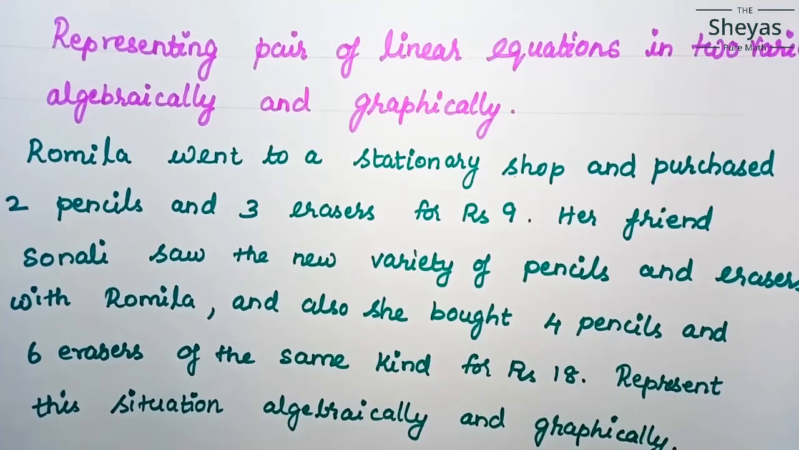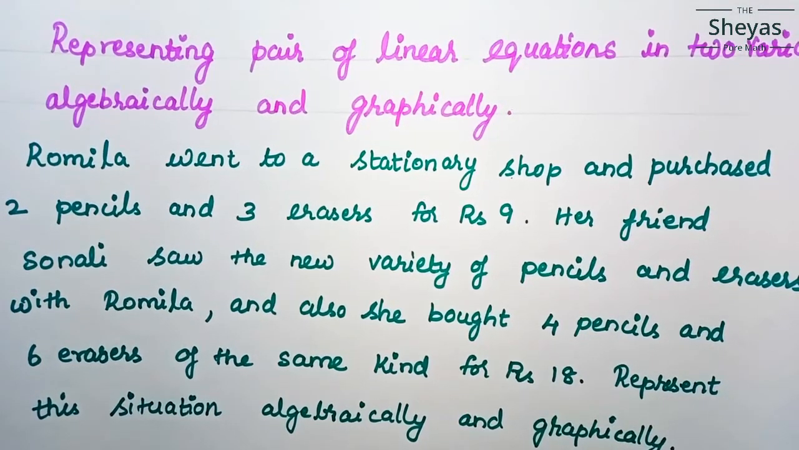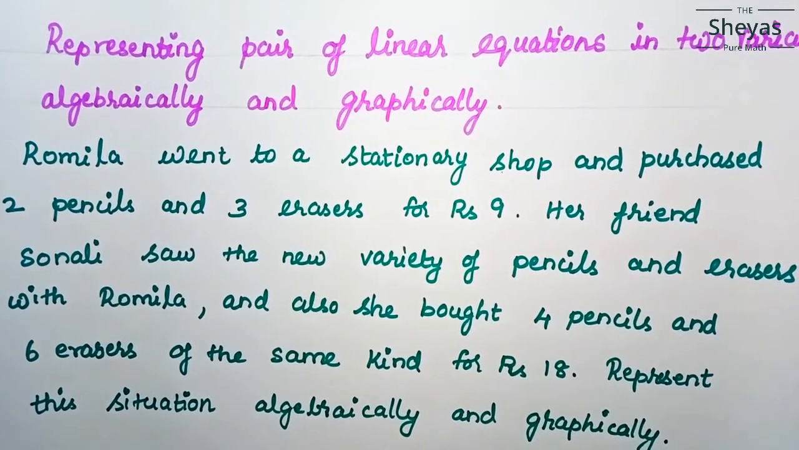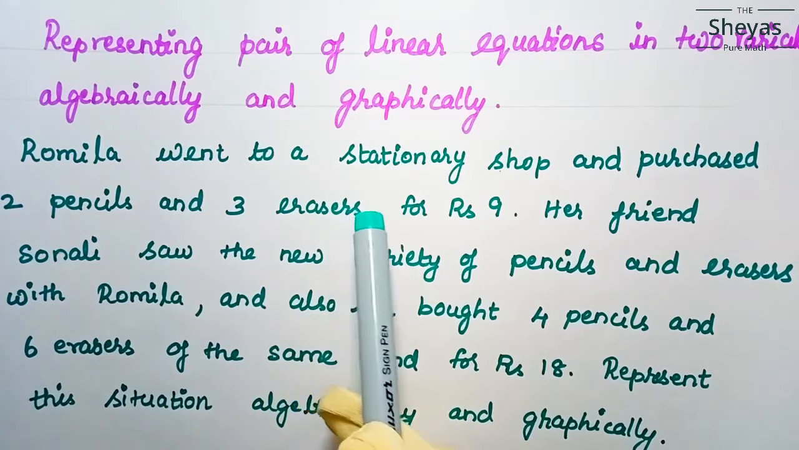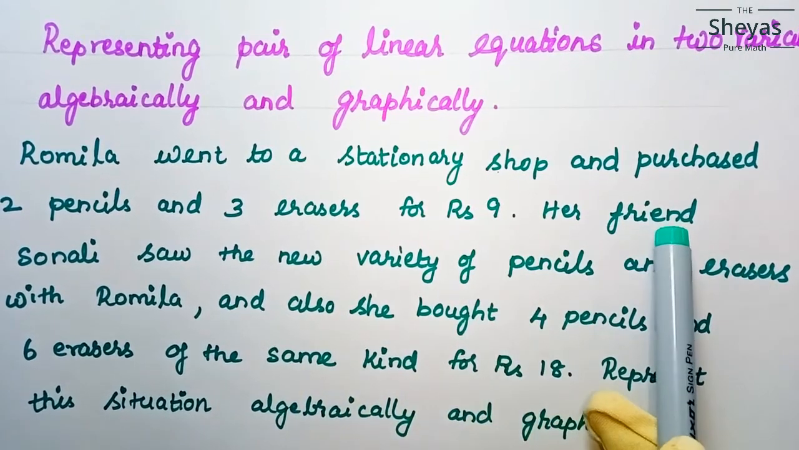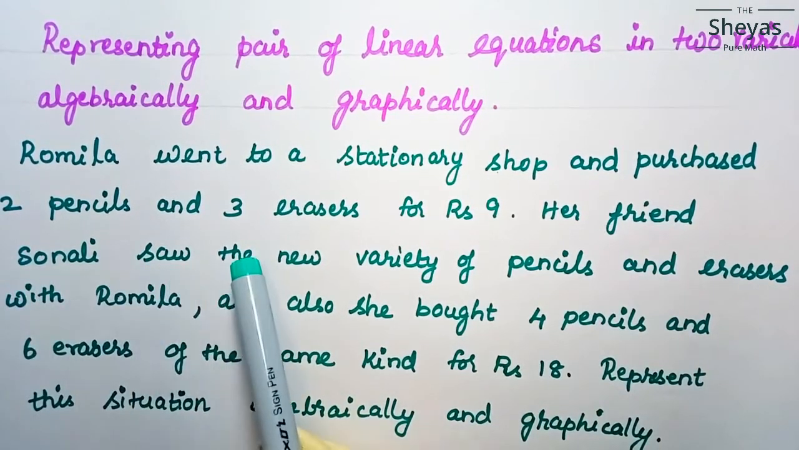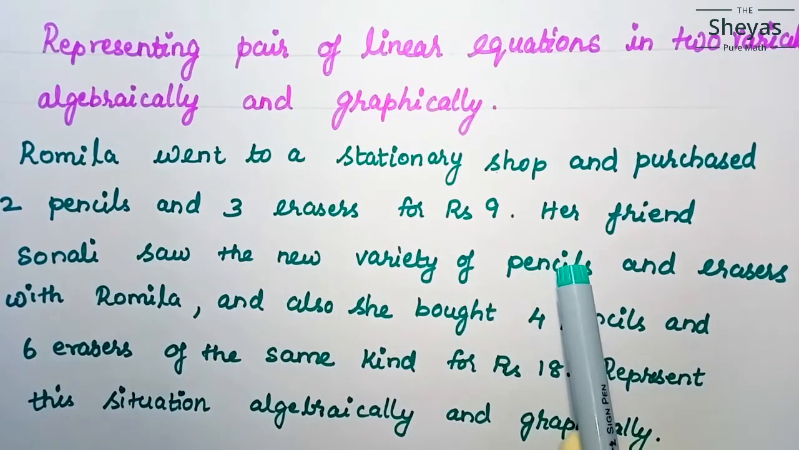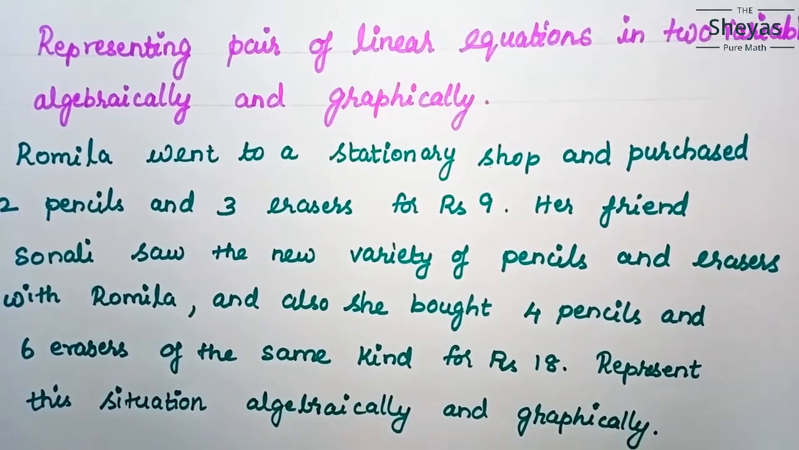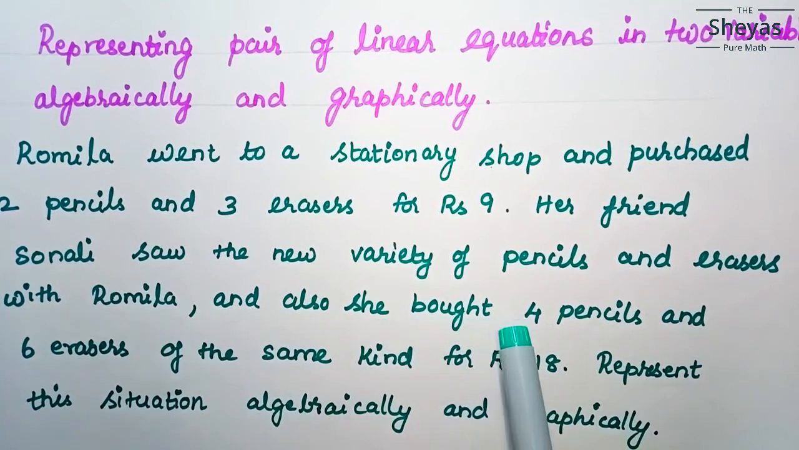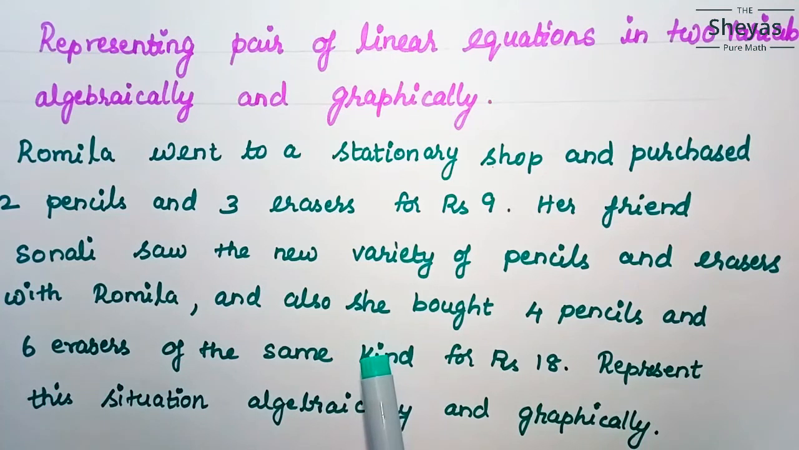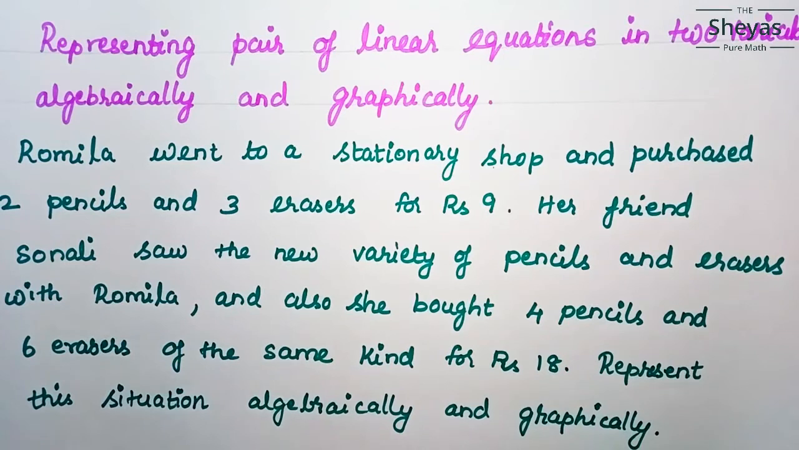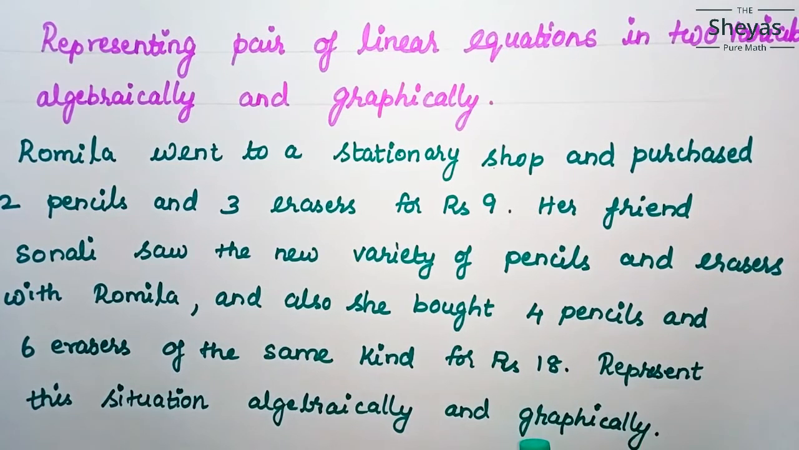Just see what the question is. Romila went to a stationery shop and purchased 2 pencils and 3 erasers for ₹9. Her friend Sonali saw the new variety of pencils and erasers with Romila, and she bought 4 pencils and 6 erasers of the same kind for ₹18. Represent this situation algebraically and graphically.